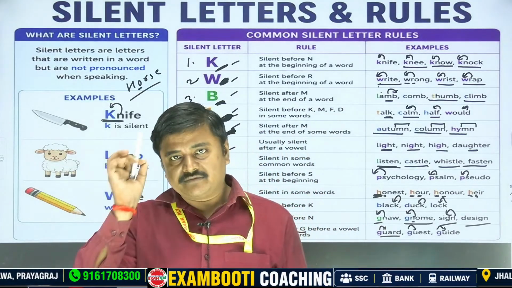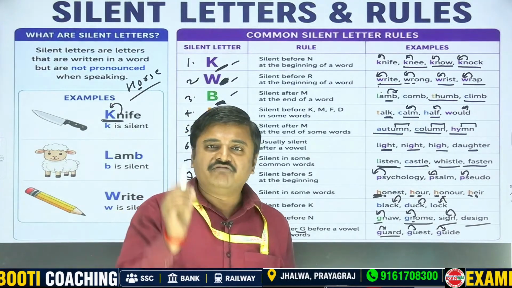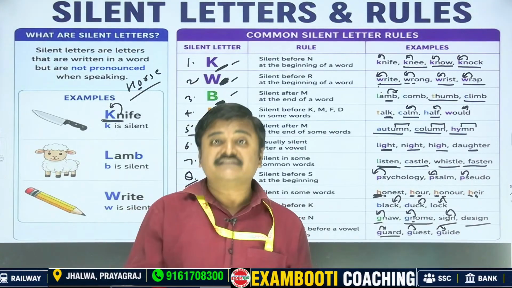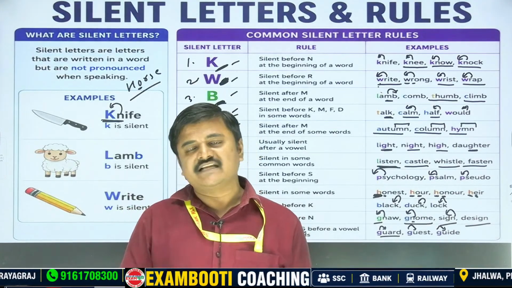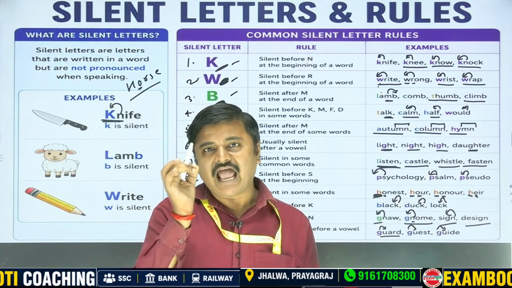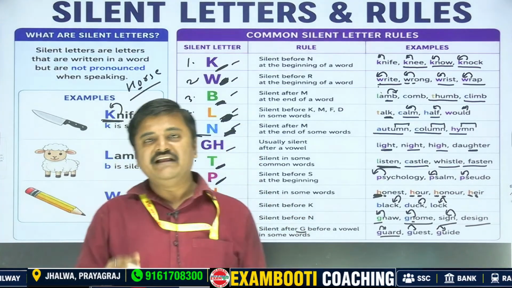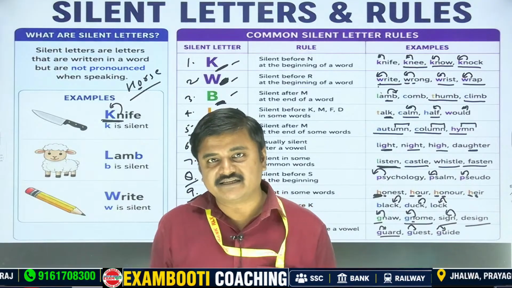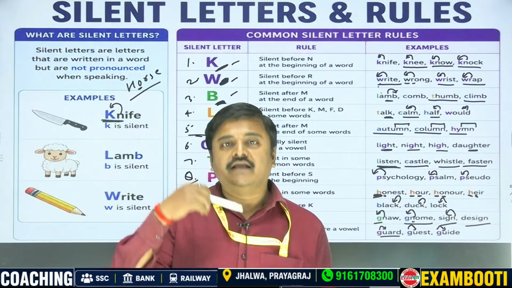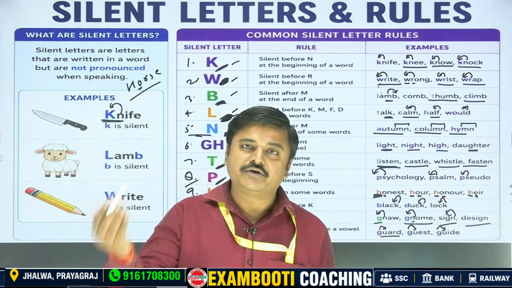So, my dear students, these are the 12 rules that will be helpful for you to understand most of the basic words in the English language where the words have silent letters. These are very easy words that we discussed today. We will discuss some complicated words, some advanced level words, in our next class that will happen tomorrow.